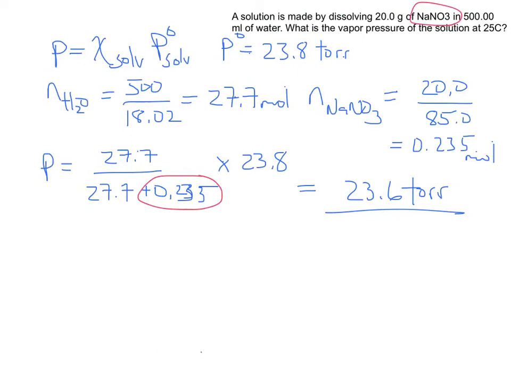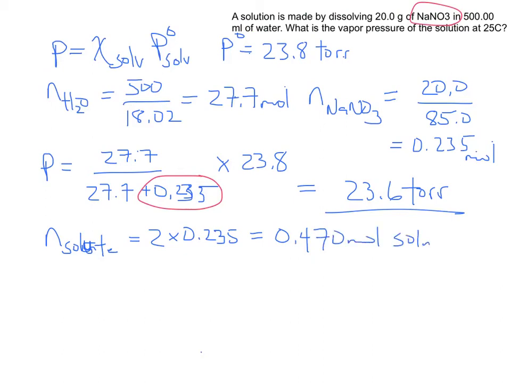My actual moles of solute is actually 2 times 0.235. So I actually have 0.47 moles of solute particles, and that's what I care about. Not moles of NaNO3, but moles of stuff that's actually floating around in my solution system.